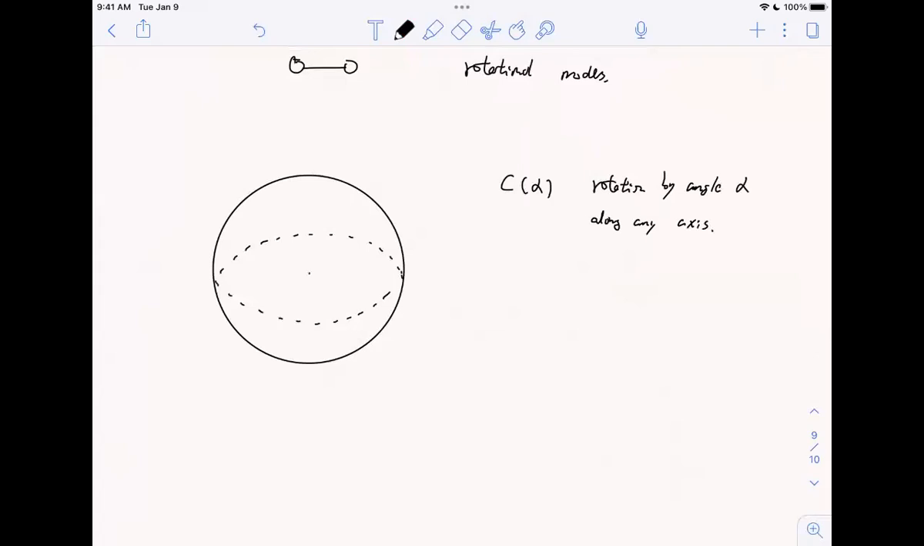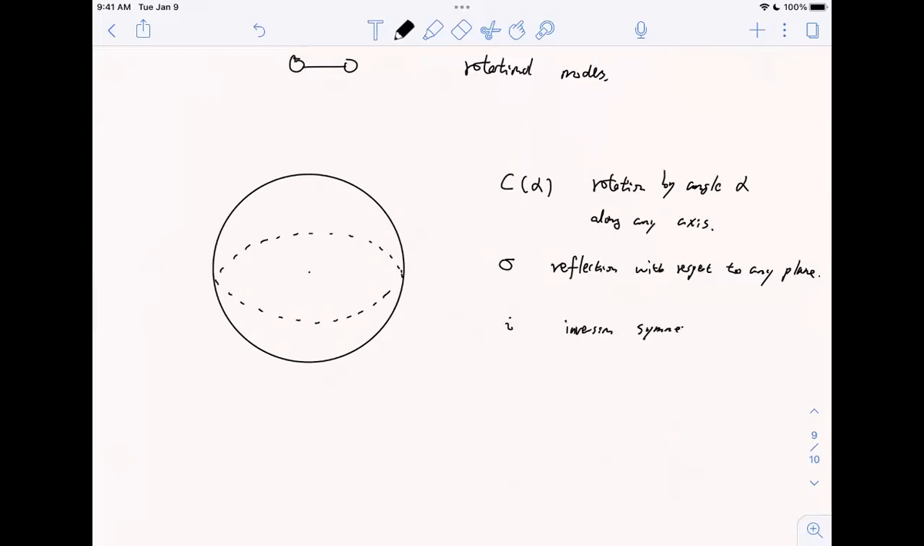And then you have reflection, with respect to any plane. You can do reflection on any plane, horizontal, vertical, tilted, whatever. You have all of them. And then you have inversion symmetry, just inversion. And then certainly you have the combinations of them. You rotate and reflect. You have all of them.